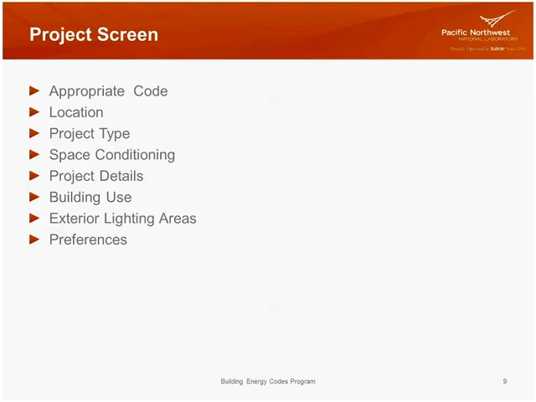In the web tool, it's quite easy to choose your county designation. In the desktop tool, it defaults, and it only has a city option. So pay attention to that one if you're working in county designations. The project type is where you enter whether this is new construction, alteration, and so forth. Then there's space conditioning type, project details, and it sounds like a lot, but when I show it to you, you'll see that it's not a lot of detail. Then you go into building use, exterior lighting area applications, and then preferences.